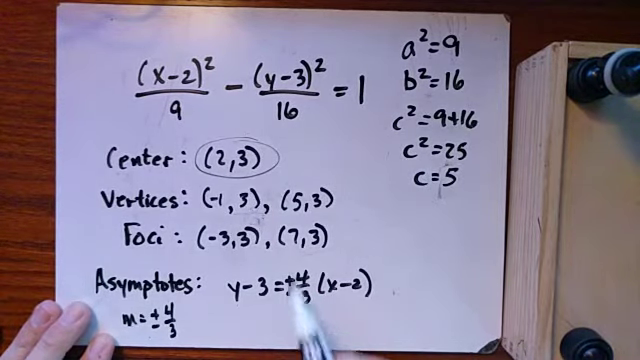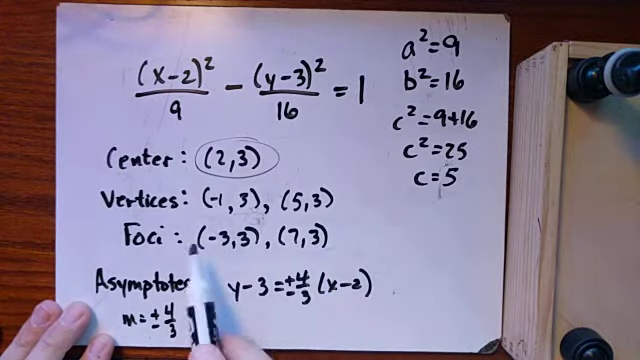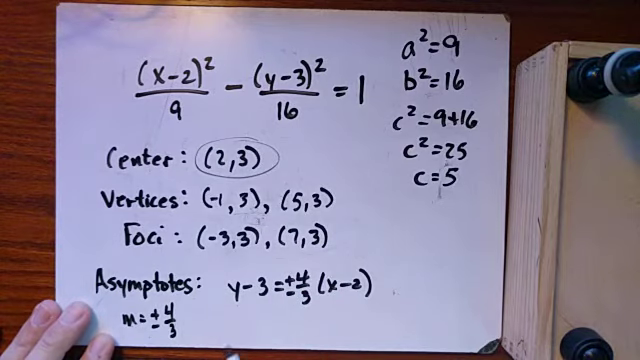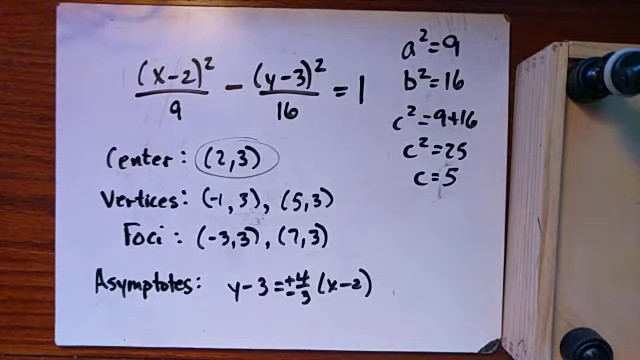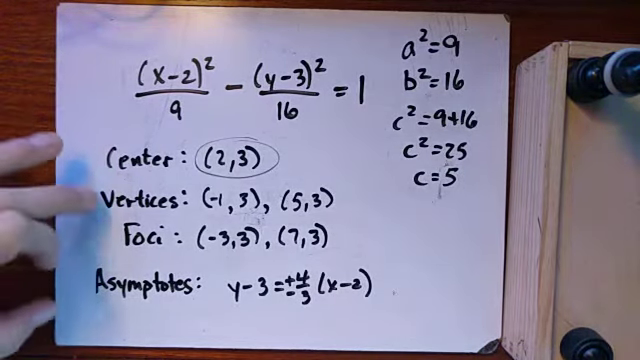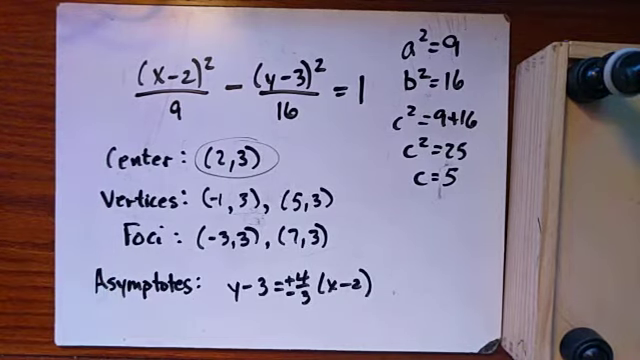Again, one goes up and to the right, up 4, right 3. The other one goes up 4 and left 3. So one's a negative slope, one's a positive slope, and those are your 2 asymptotes. Okay? So that's just a real quick example of how to find these 4 things: center, vertices, foci, and asymptotes.